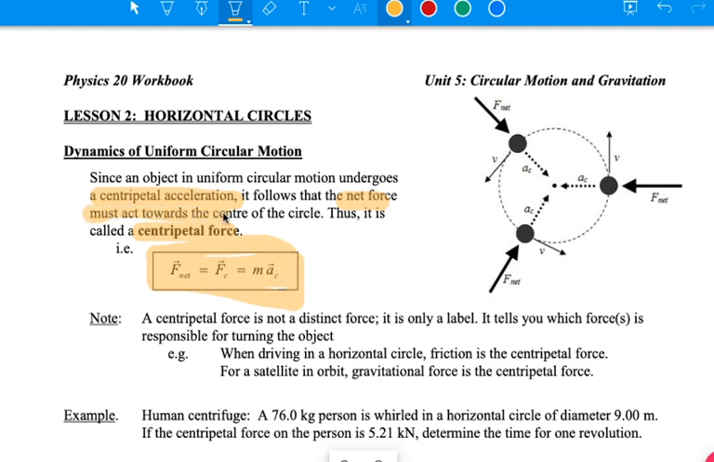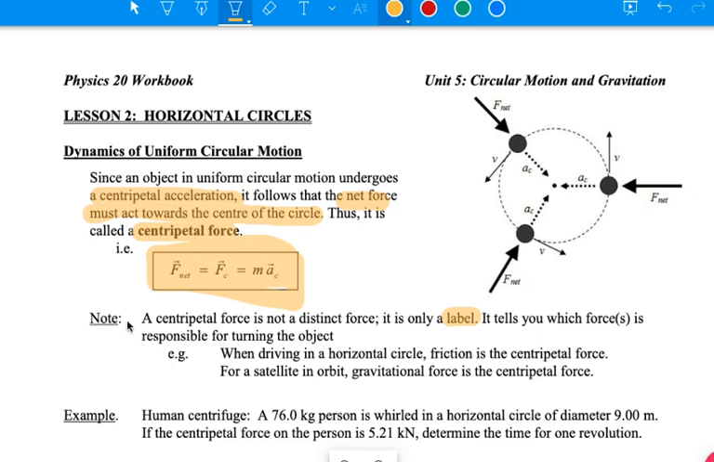And it needs to be acting towards the center of the circle, because that's the direction that the acceleration is. The direction of the force and the acceleration need to be matching, which for all three of these they are. So we're going to label it our centripetal force. Don't get confused with centrifugal force. That's not something that we talk about. It doesn't even exist in high school physics. Centripetal is the force towards the center. Center, centripetal, there we go.